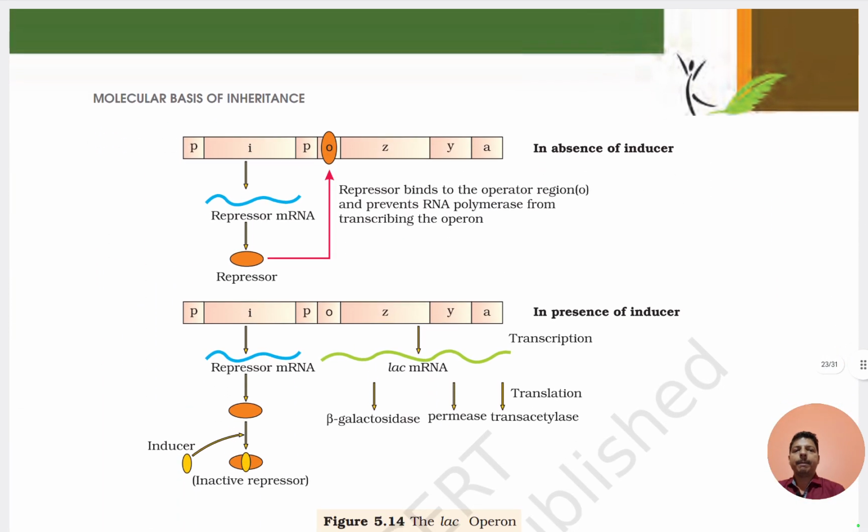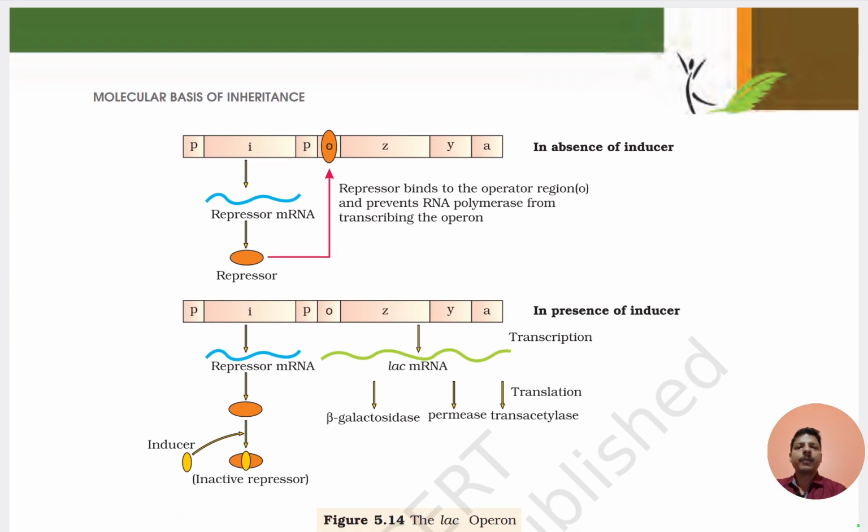Now see the diagram. In the absence of inducer, which means lactose is not in the outside environment of the E. coli bacteria, what happens? The I gene makes repressor mRNA, and the repressor is formed. The repressor binds to the operator region and prevents the RNA polymerase from transcribing the operon. So there is no use of this.